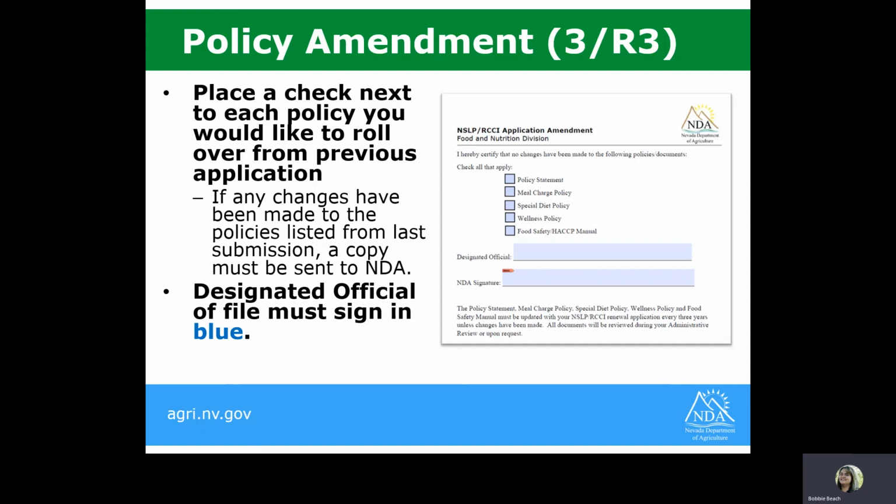Since the Seamless Summer Option, if you do decide to go with that USDA flexibility, will change your counting and claiming procedures. However, since this is a temporary solution through a waiver for this year, you do not have to make any changes to your standard policy statement. You can roll over that same policy statement and we will collect those procedures on our SSO opt-in form.